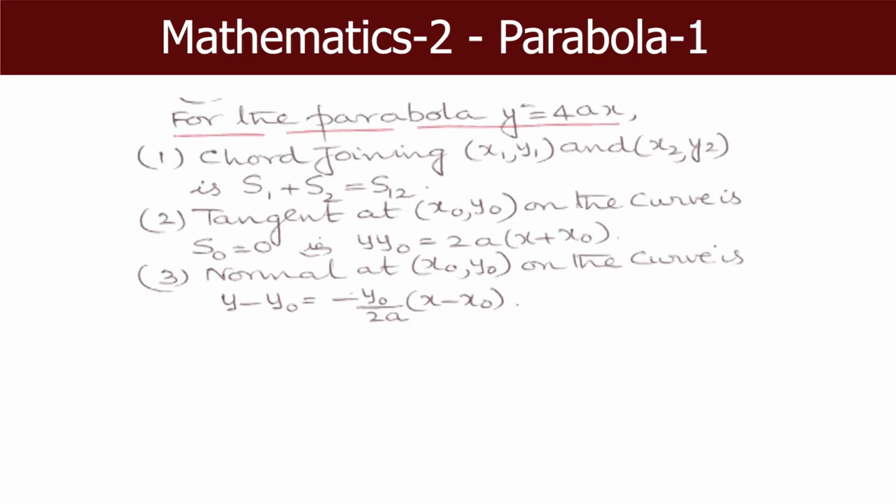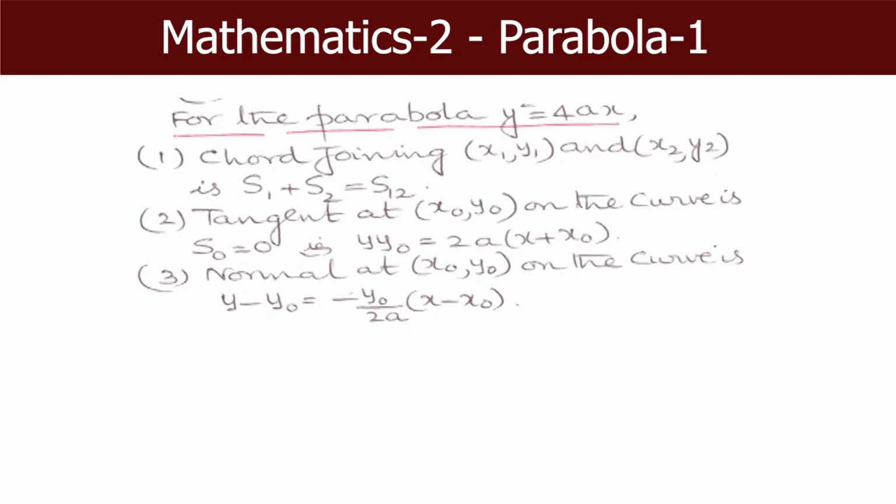The tangent at (x0, y0) on the curve: the equation of the tangent is S0 = 0. That means y0 y - 2a(x + x0) = 0. The normal at (x0, y0): the tangent has slope 2a/y0 whenever it is non-vertical. No tangent drawn to the parabola is vertical except the y-axis.